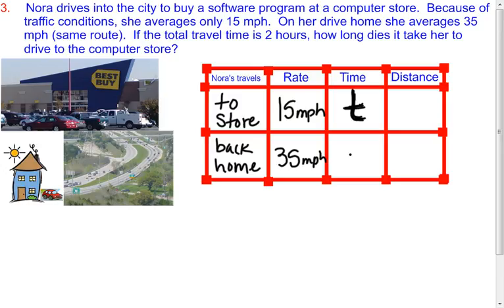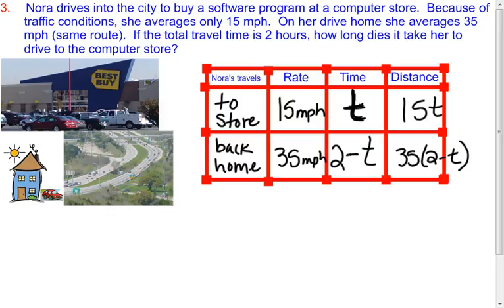Okay, do you see what's happening here? So in order to get back home, basically I have to take that 2-hour round trip and subtract the part that I already used to get to the store. Okay, so that's what that should look like. Again, distance is still rate times time, so I will multiply those two. 15 times t is 15t, and 35 times 2 minus t.